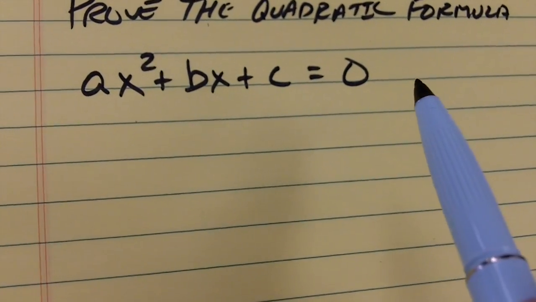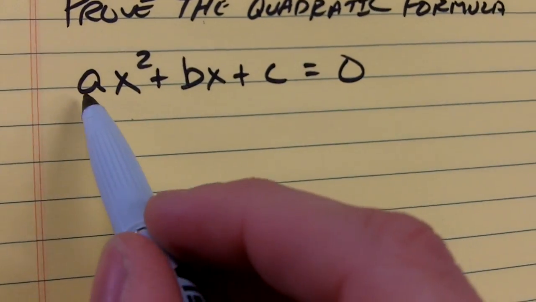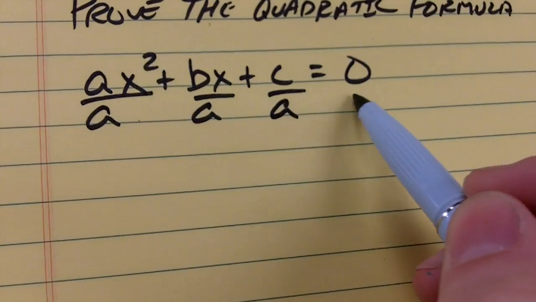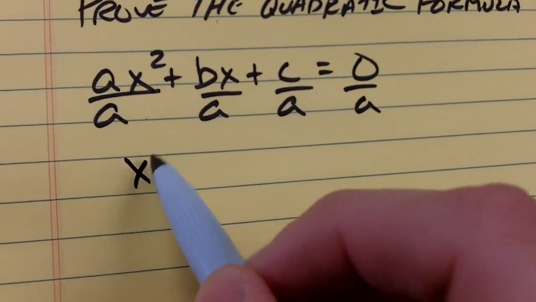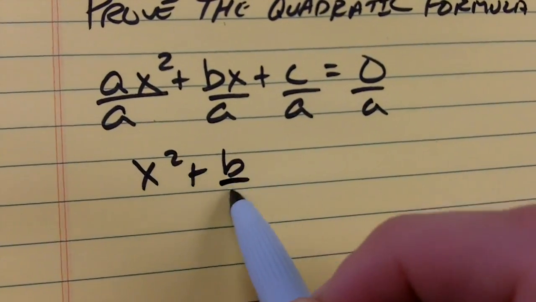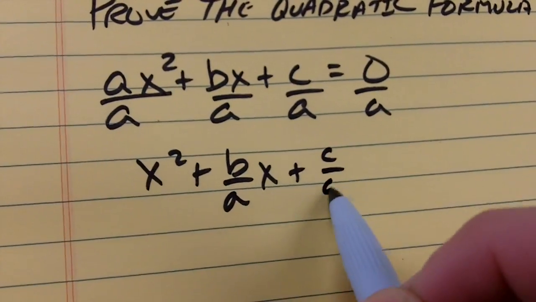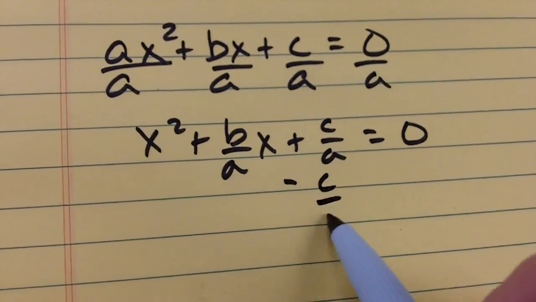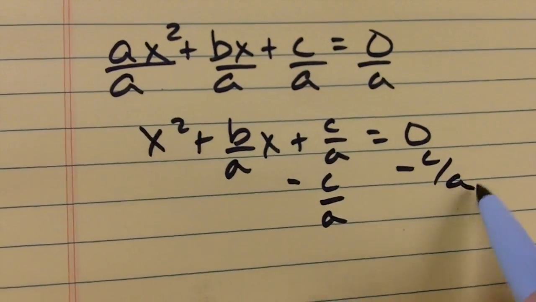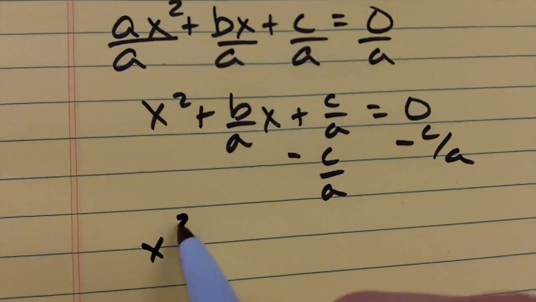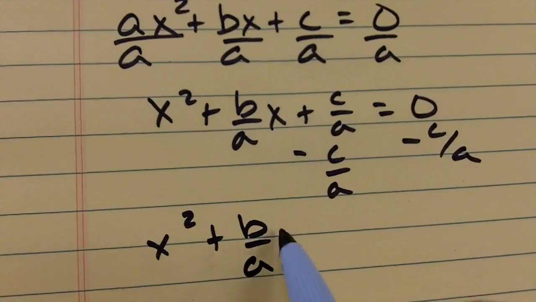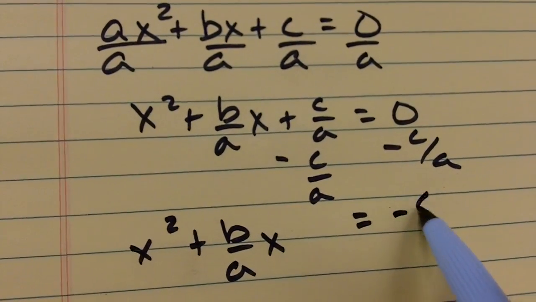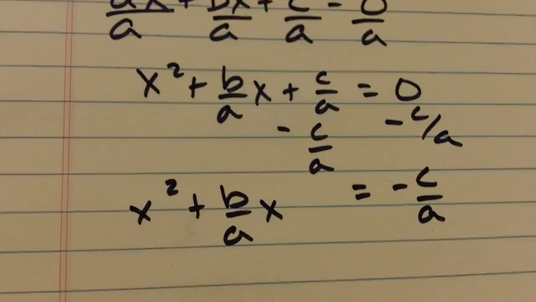First thing you do if you're going to complete the square, make sure that the coefficient of the x squared term is 1. So we're going to get x squared plus b over a x plus c over a equals 0. And I'm going to move c over a to the other side. This is just our first step on anything. Make sure we have no constants, and make sure there's a 1 coefficient in front of the squared term.